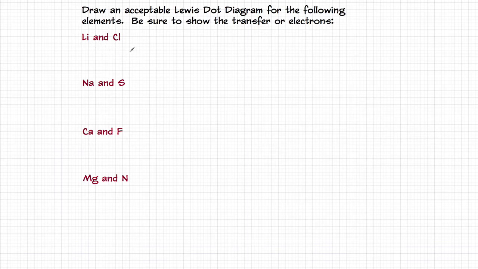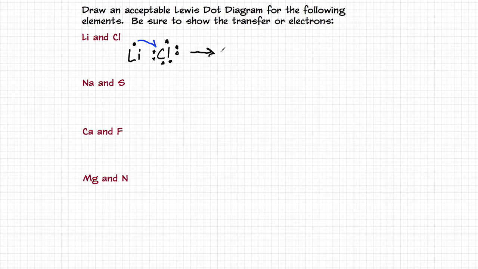We have lithium and we have chlorine, and if you look on the periodic table, lithium has exactly one valence electron, and chlorine has a total of 7. So lithium, being the metal, is going to give its one valence electron to chlorine, just like so. And that's going to give chlorine a complete octet.